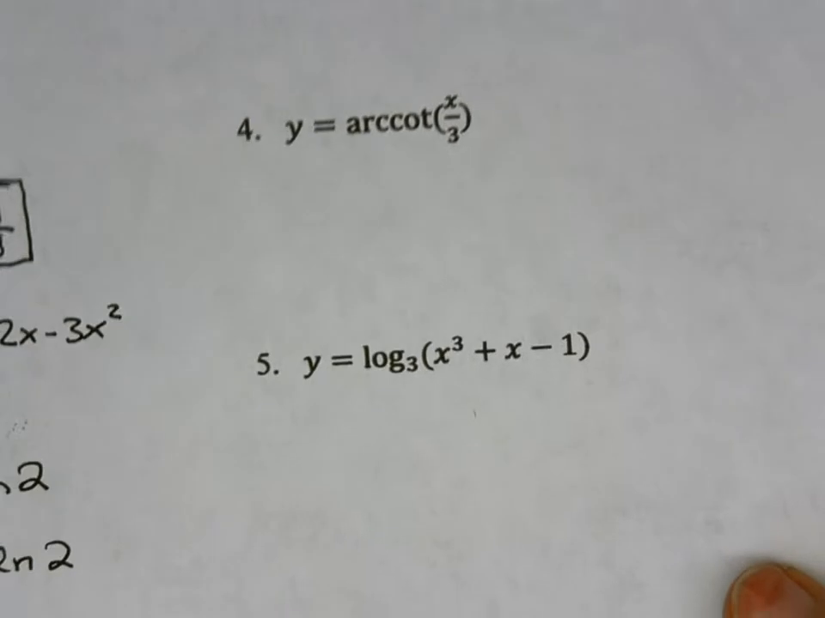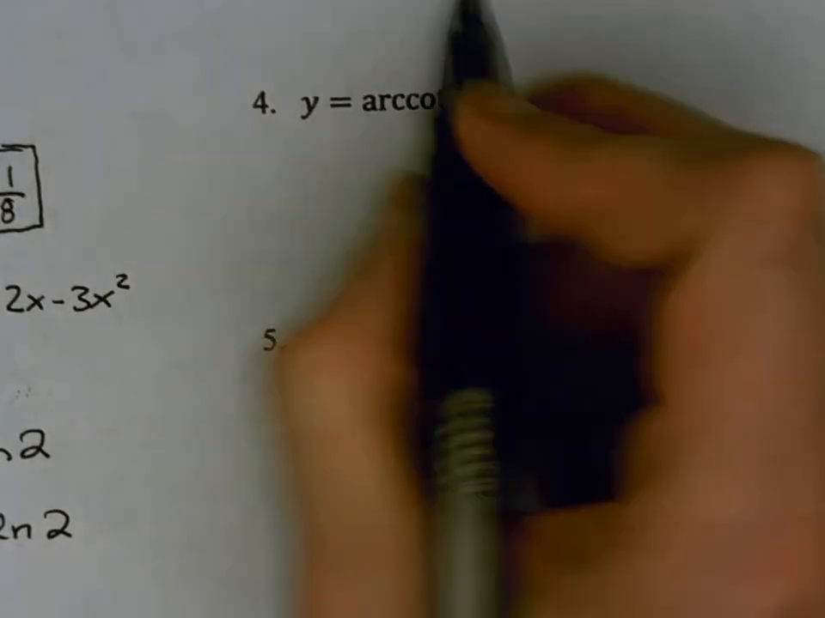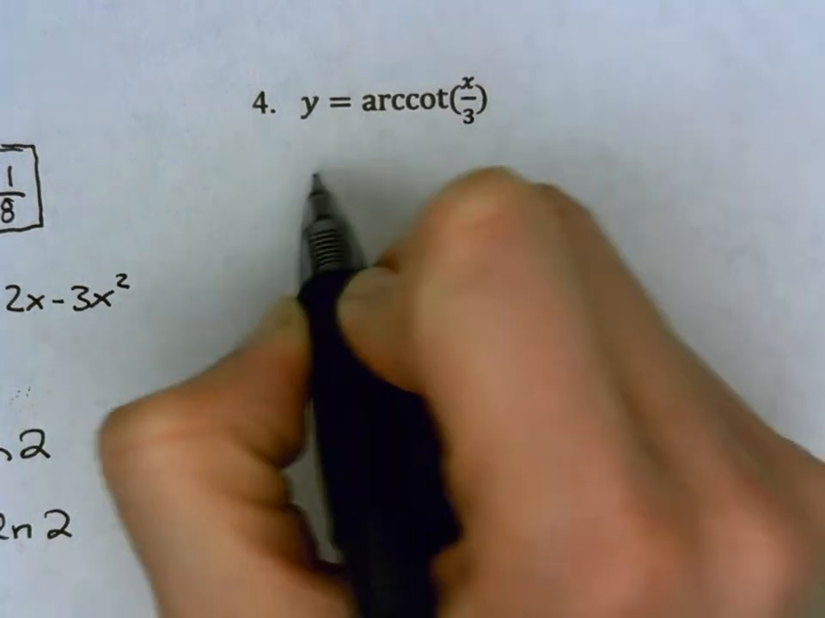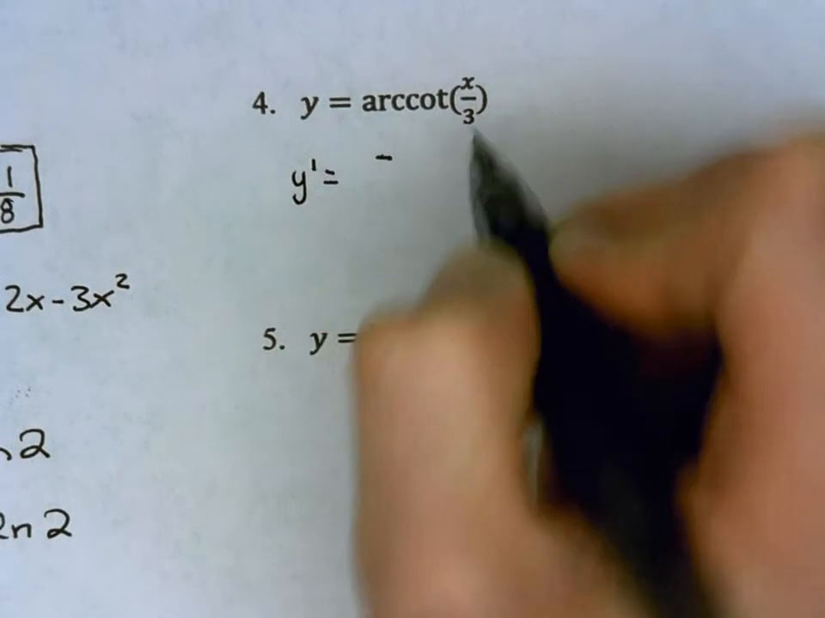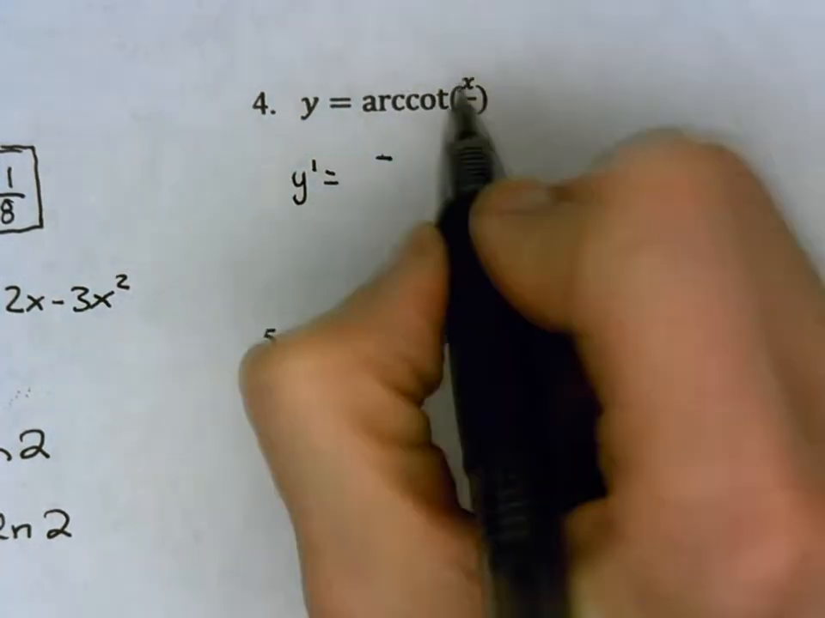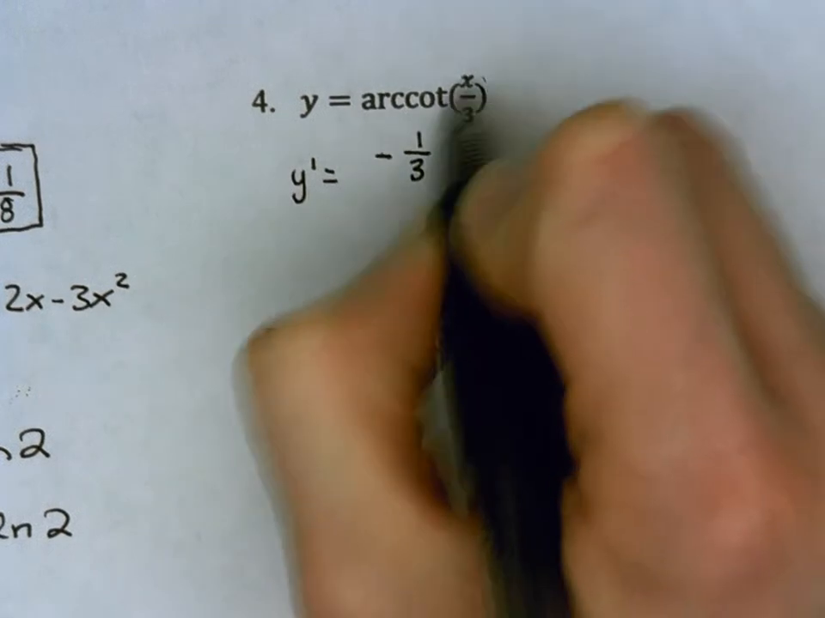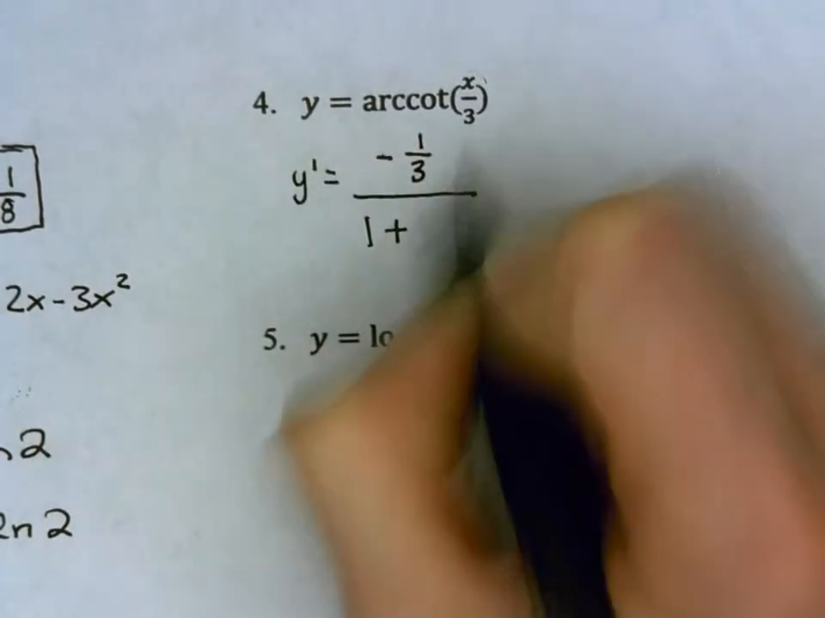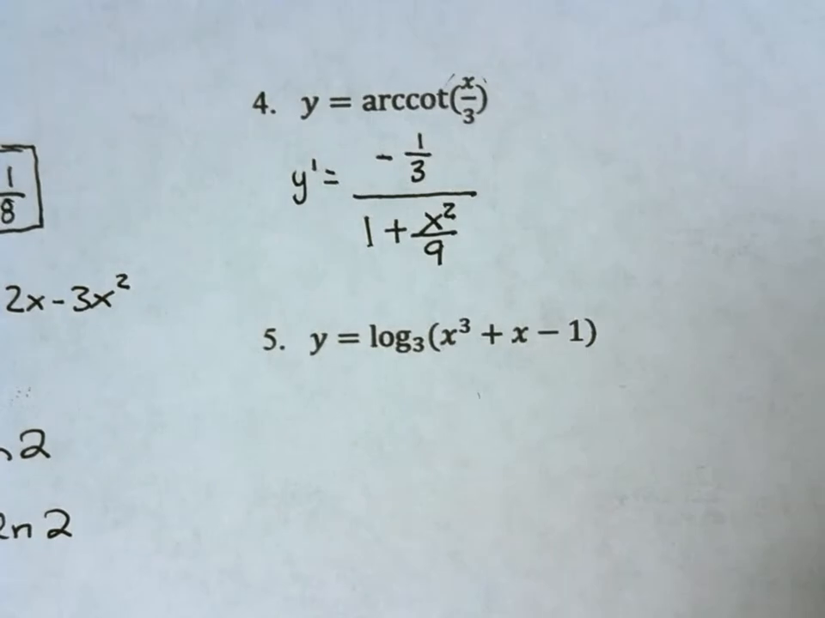Next, we're on to number 4. Number 4 is the derivative of our cotangent. The derivative of our cotangent is the same as the derivative of our tangent, just with the negative. So we're going to do negative, and then it's going to be u prime over 1 plus u squared. So u prime in this particular case is 1/3, the derivative of x over 3, over 1 plus u squared, which is x squared over 9.